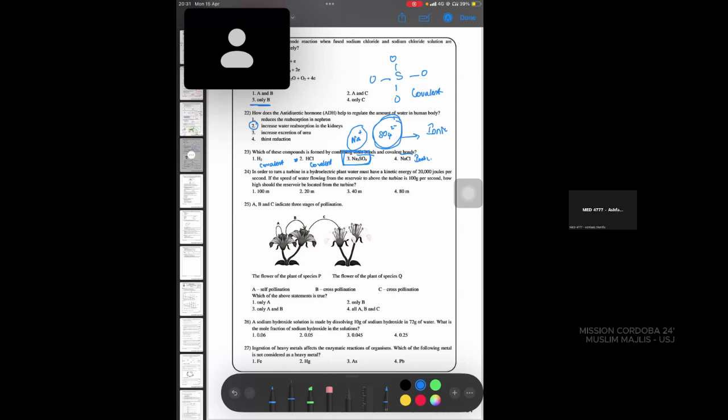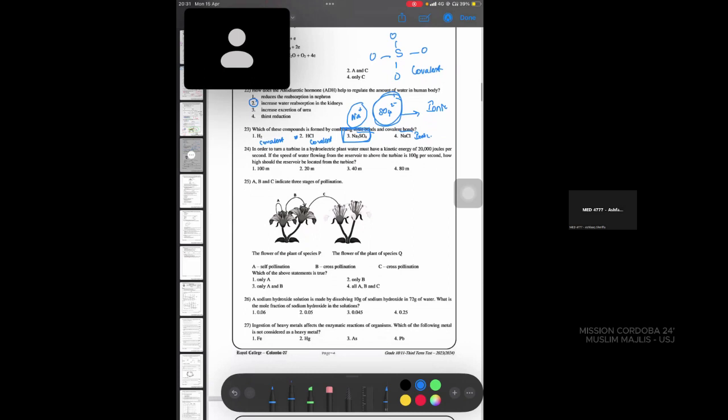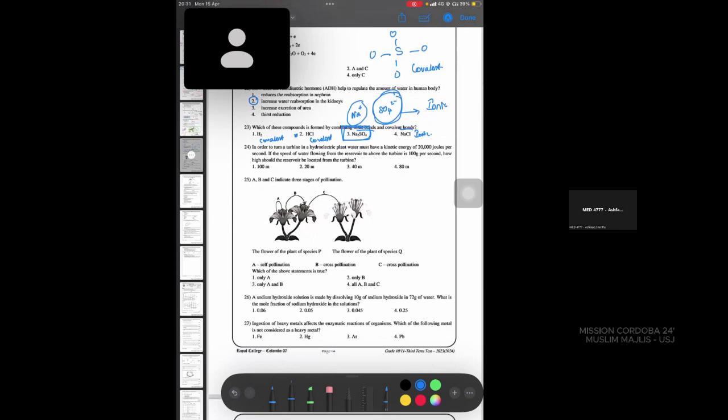In order to turn a turbine in a hydroelectric plant, water must have kinetic energy of 2000 joules per second. If the speed of water flowing through the reservoir above the turbine is 100 grams per second, how high should the reservoir be? Right. So here, kinetic energy is equal to potential energy. What is this law called? Law of conservation of energy. Very good.